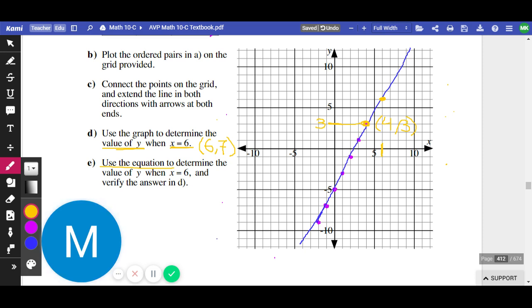The yellow's a little hard to read on that grid, isn't it? I apologize for that. Awesome.